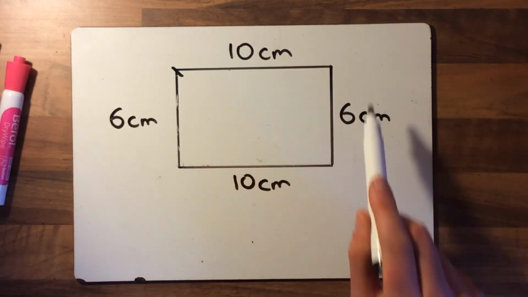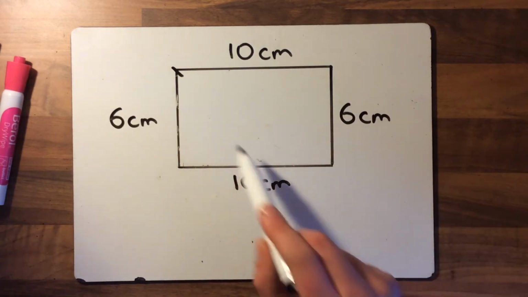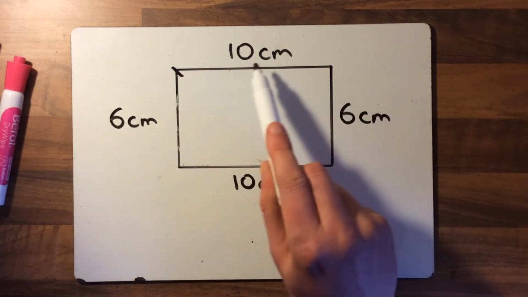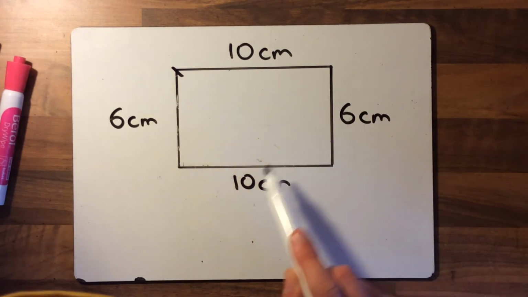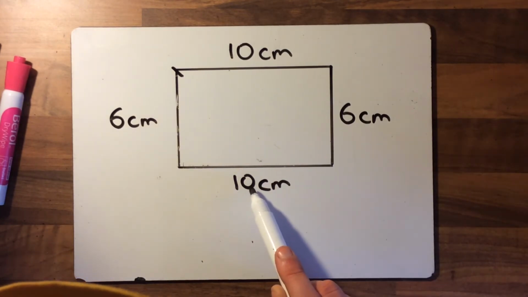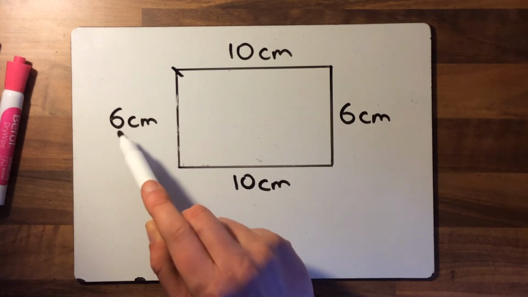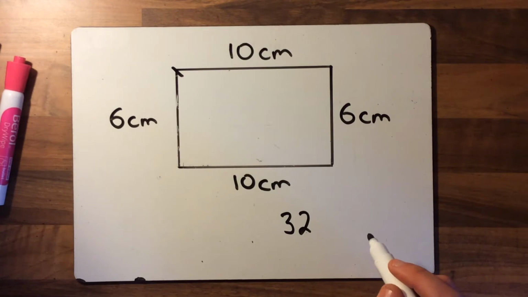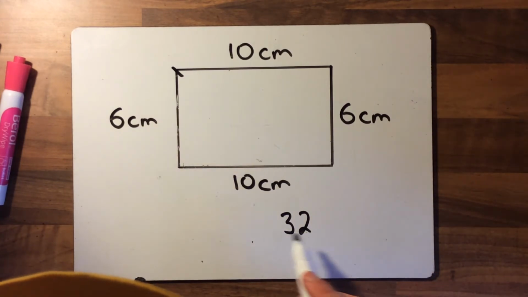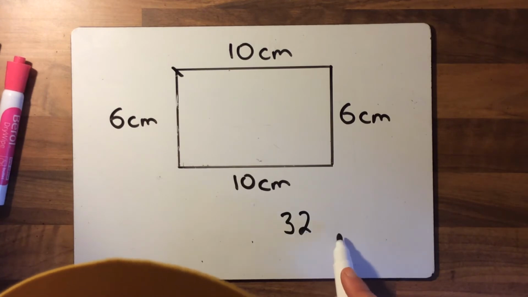So if we go here and go around clockwise to find the perimeter of this rectangle, we go with 10 add 6 is 16, add another 10 onto that is 26, then add another 6 onto the 26 gets us to 32. So the perimeter of this shape is 32, but what's really important is that we write the unit of measurement as well.